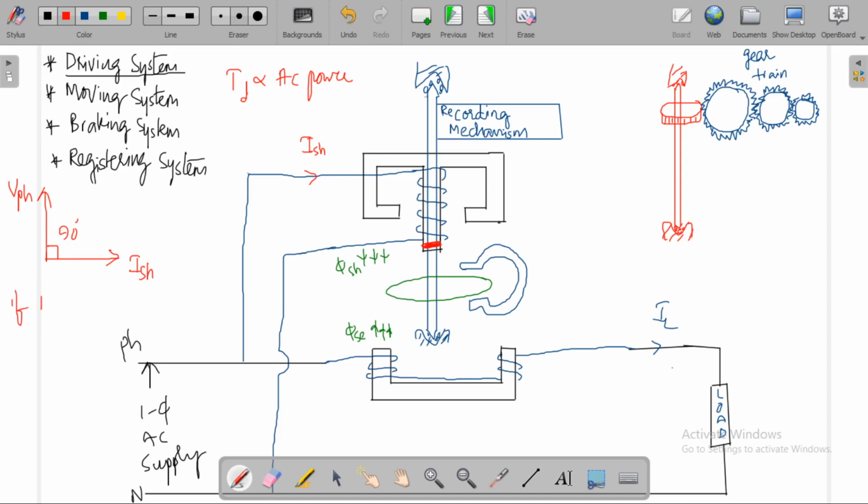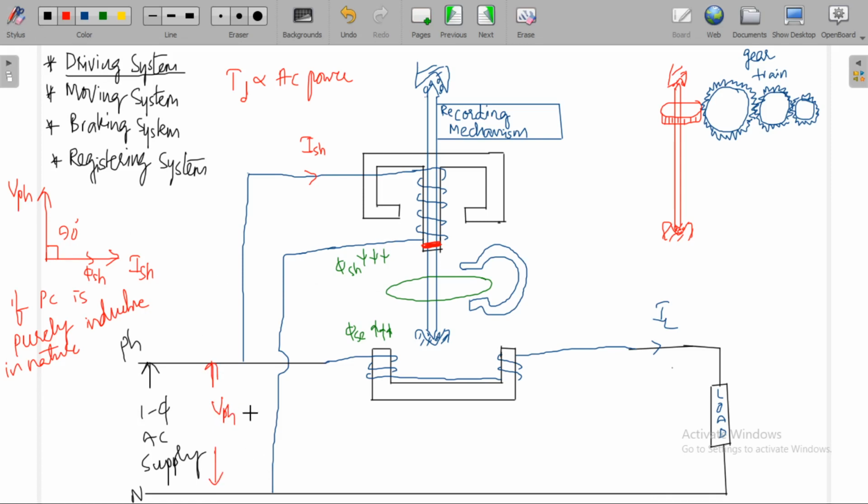If the pressure coil is purely inductive in nature, ISH lags V phase by an angle 90 degrees, or phi SH lags behind V phase by an angle 90 degrees. V phase is the voltage applied across this. Then driving torque is directly proportional to true AC power.